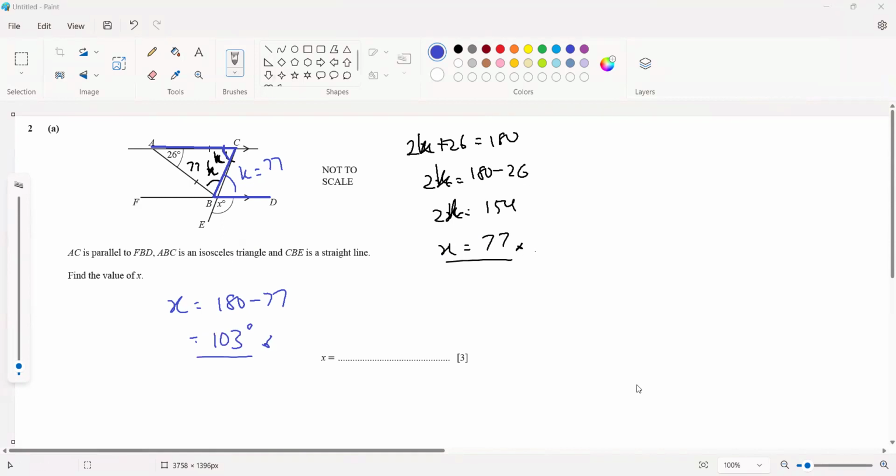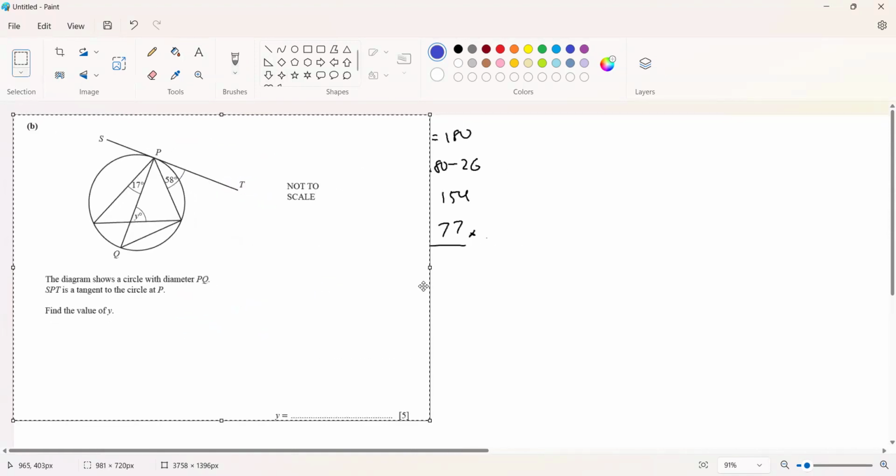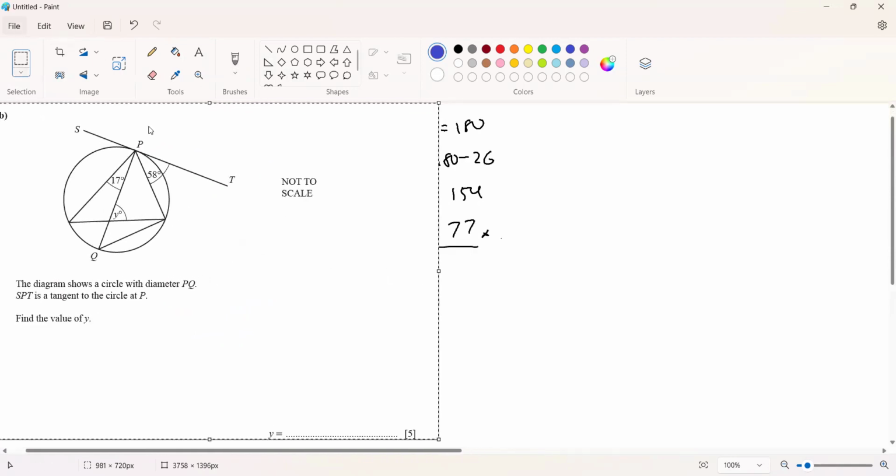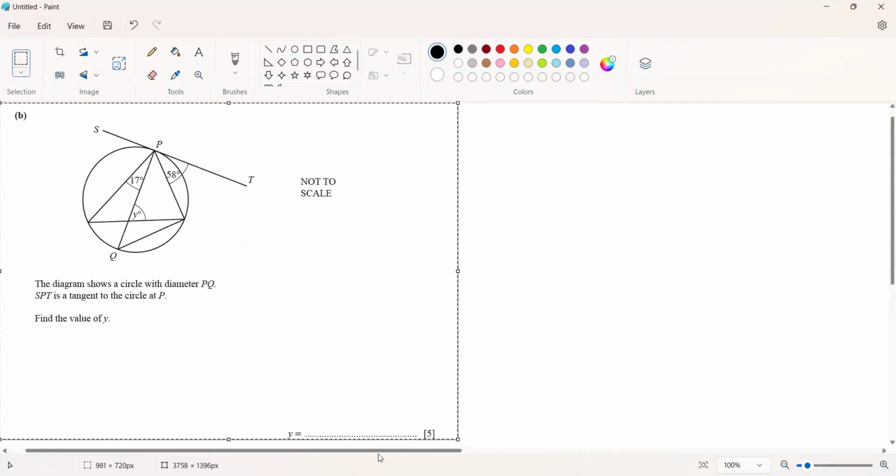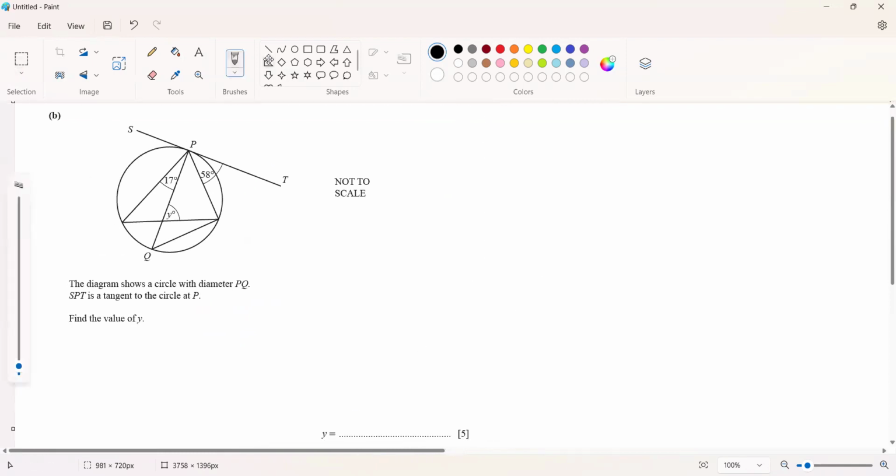So for number 2B, we have a diagram that shows a circle with diameter PQ. SPT is a tangent. Find the value of y. Now, if there are so many marks in the question, we are required to basically display every single one of our steps. So we also need to indicate certain concepts. For instance, we know that the angle at P is 58 degrees.